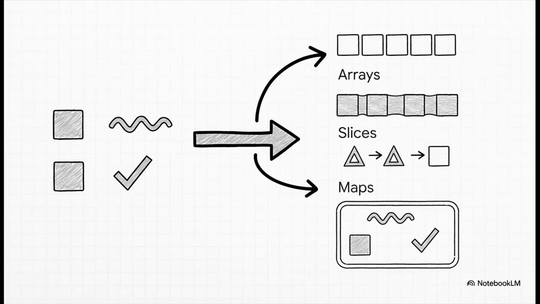So today, we're diving deep into Go's 4 key composite types. We've got the rigid but foundational array, the super flexible slice, the handy map, and a custom blueprint, the struct. Let's kick things off with the foundation.